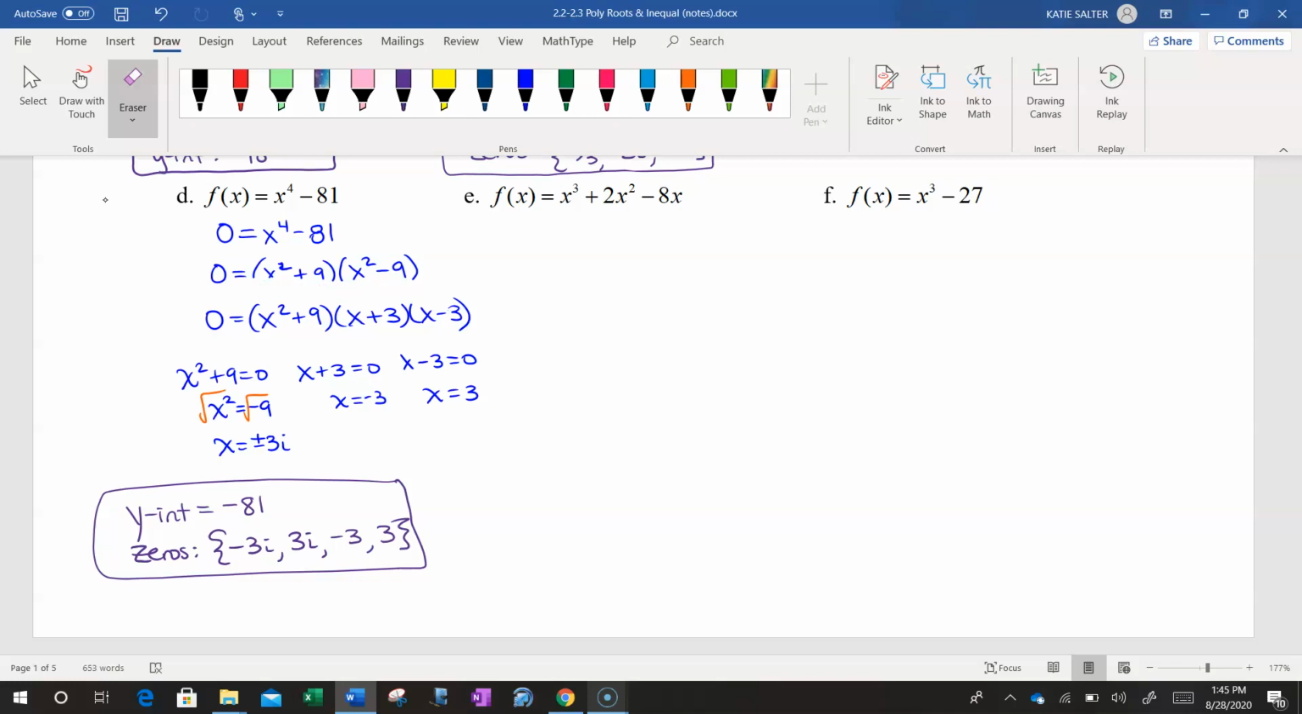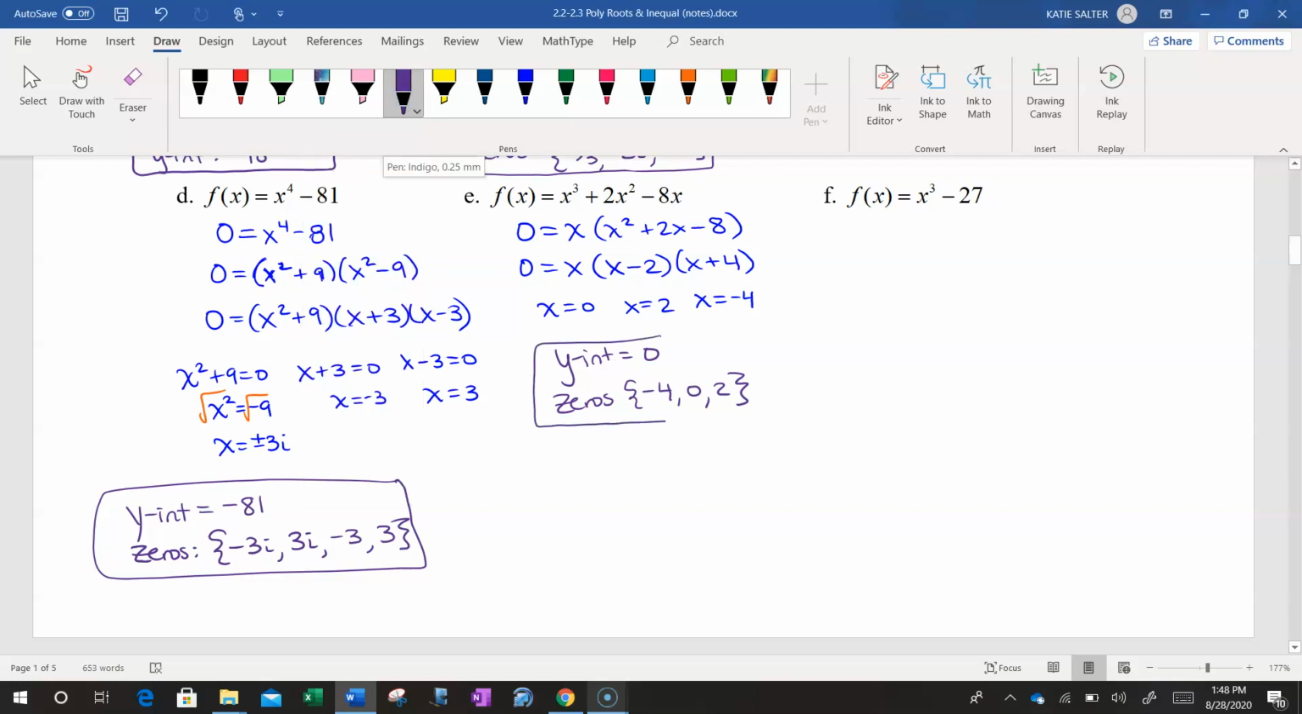So for the x squared plus 9, you've got to set it equal to 0, move it over, square root property, just like those last couple, and we get positive and negative 3i. And then the other ones, our real roots are negative 3 and positive 3. Notice that when I'm finished, this is a degree 4 polynomial, and I do have 4 complex roots. I have 2 imaginary and 2 real, and then the y-intercept's negative 81. All right.